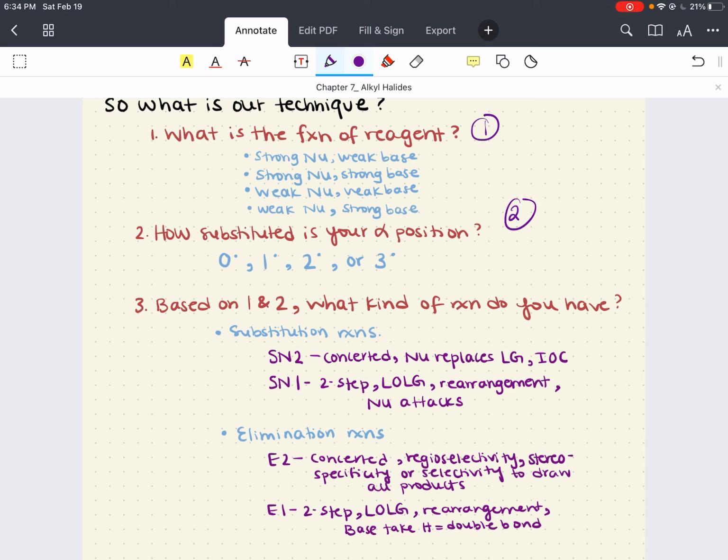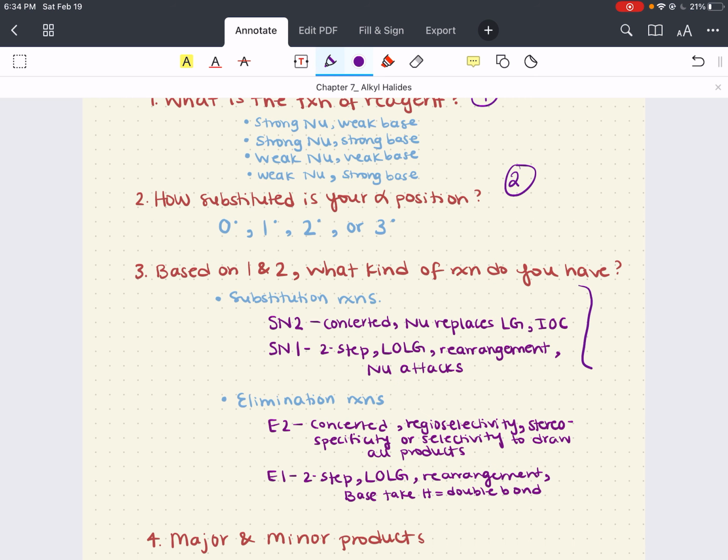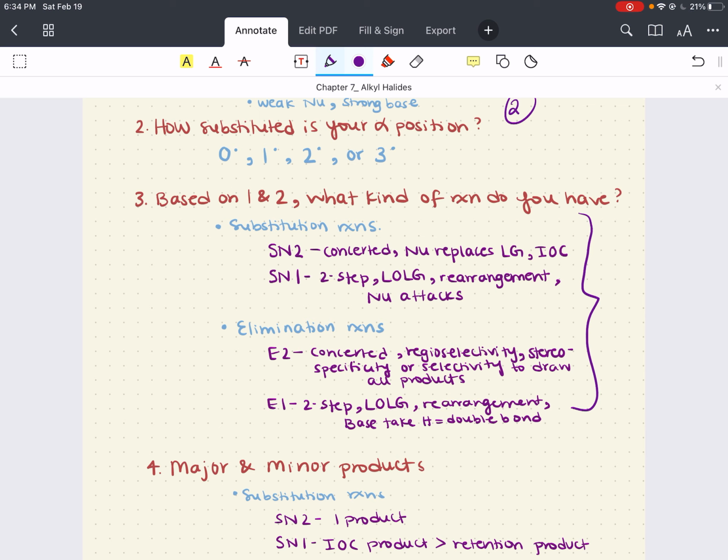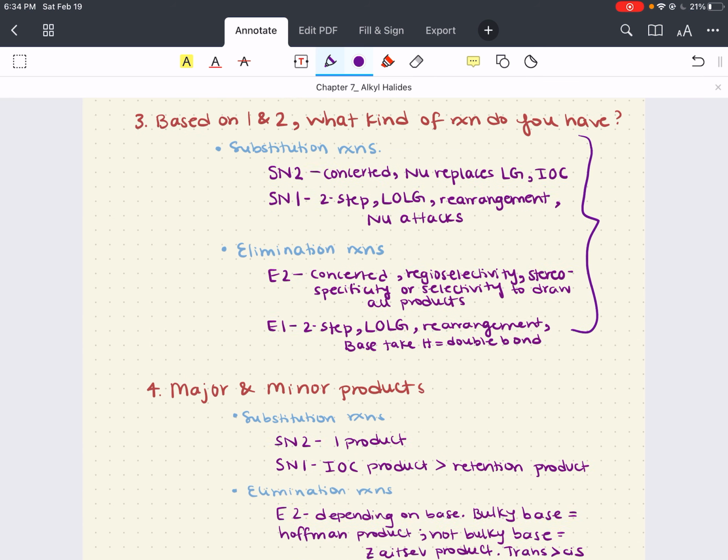Second step, how substituted is your alpha position? Based off of 1 and 2, you can figure out: are you going to have SN1? Are you going to have SN2? Are you going to have E2? Are you going to have E1? Are you going to have SN2 and E2? What kind of reactions are going to happen considering we have this alkyl halide and this nucleophile? This is really important. We have to answer those first 2 questions so we can determine what is going to happen, and so then we can draw our products.